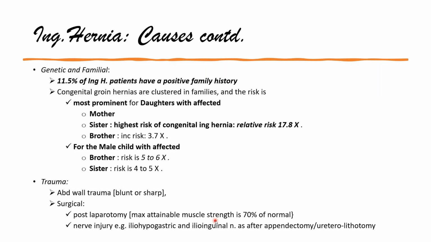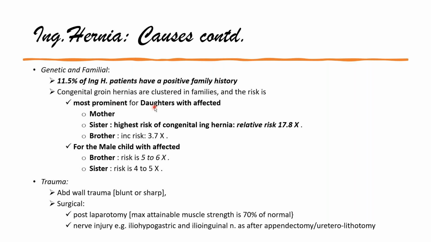If you go further, you'll find that almost 10 to 11% of patients with inguinal hernia would have a positive family history. Like, for example, in carcinoma, we all know 5% of them are familial hereditary. So here also in inguinal hernia, almost 10 to 11% would have a positive family history. And what is characteristic of this family history is that it is usually clustered in families where it is most prominently the daughters who are affected.